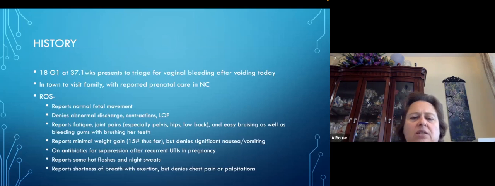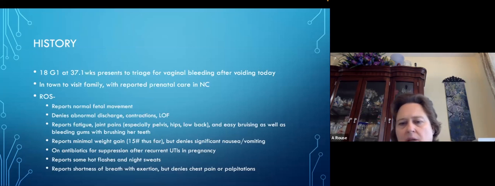She has fatigue, lots of joint pains, especially her pelvis, hips, and low back, kind of what you might expect for a 37-weeker. And then, oh, by the way, because you look at her arms and ask about it, she's got some easy bruising. She's also had some bleeding gums when she's brushed her teeth throughout pregnancy, especially in the later half. She's not gained a whole lot of weight, only about 15 pounds, but she doesn't really have any nausea, vomiting. Right now, she's on antibiotics because she's had recurrent UTIs in pregnancy, a few hot flashes and night sweats, shortness of breath with some exertion, but really no chest pain or palpitations.